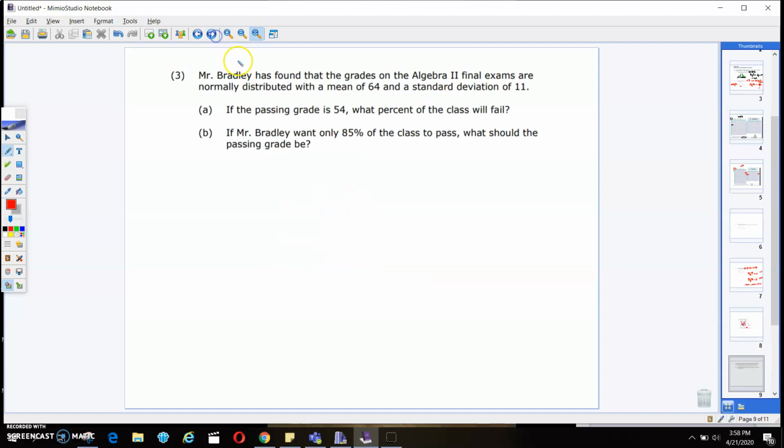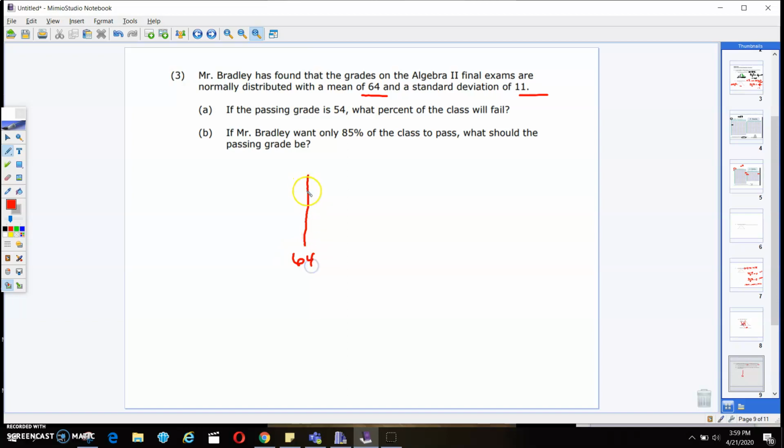Okay. All right. And number 3, it says Mr. Bradley has found the grades on the Algebra 2 final exams are normally distributed with a mean of 64 and a standard deviation of 11. If the passing grade is 54, what percent of the class will fail? Oh, okay.